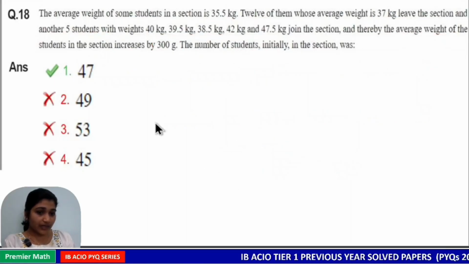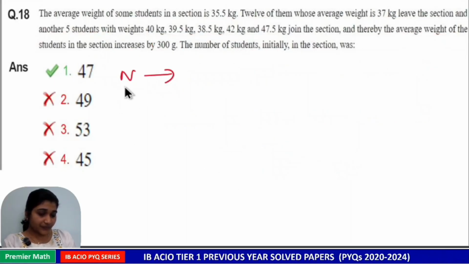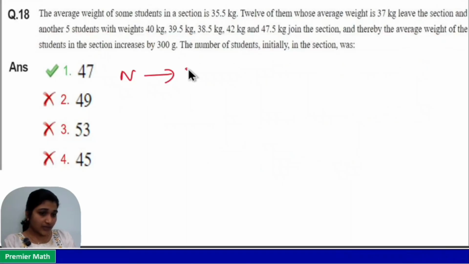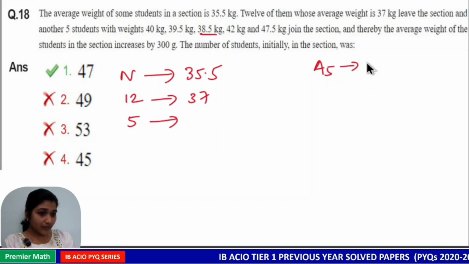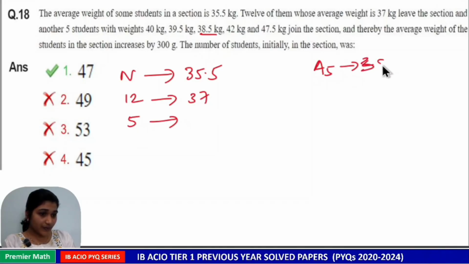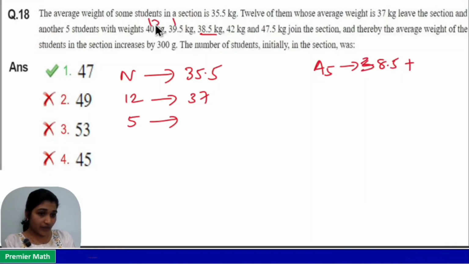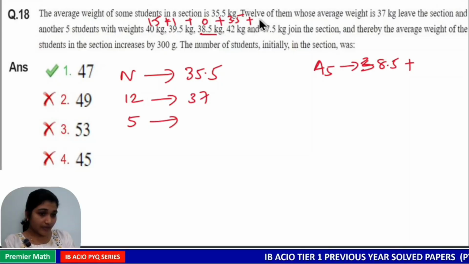Now if you want another method, average of n students is equal to 35.5 and 12 students leaving, their average is 37 and 5 students are joining, we have to find their average. Here I'll take minimum weight as common average, then take the increment. Here it is 1, here it is 1.5 and here it is 3.5 and here it is 1.5 plus 7.5 is 9.